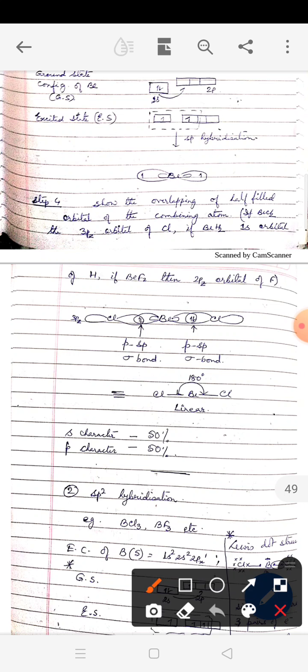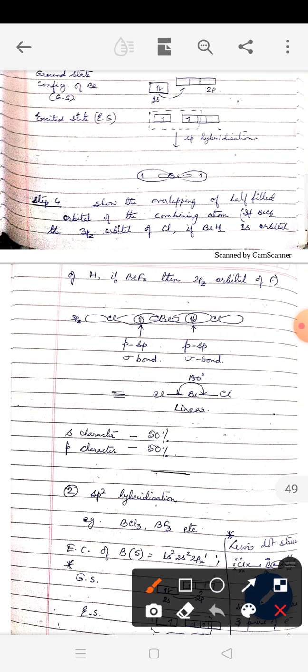There are two such p-sp sigma bonds at an angle of 180 degrees, and the name of the shape is linear. Now the question is, if you mix one glass of orange juice and one glass of pineapple juice, the taste will be 50-50, isn't it? So here you have used one s orbital and one p orbital. The s orbital has a spherical shape, the p orbital has a dumbbell shape. So the new orbitals which form will have 50% s character and 50% p character.